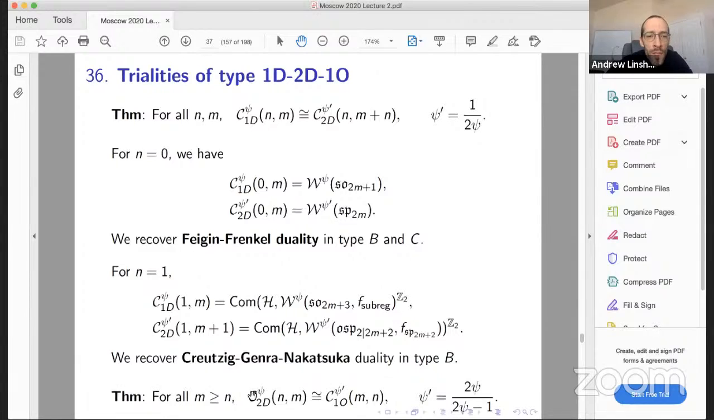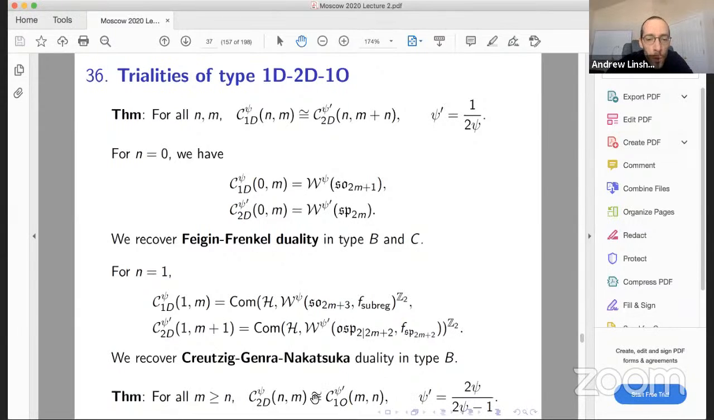And then there's another statement. So this one, in order for it to be part of this duality, I want m to be greater or equal to n, because if you consider the 2D algebra that appears, the second coordinate is greater or equal to the first coordinate. So for this 2D, the m should be bigger. This is isomorphic to a 1O algebra. And this one is like a coset realization statement.